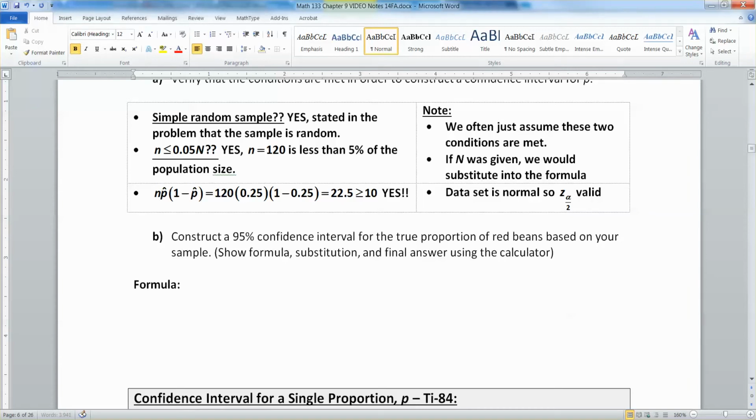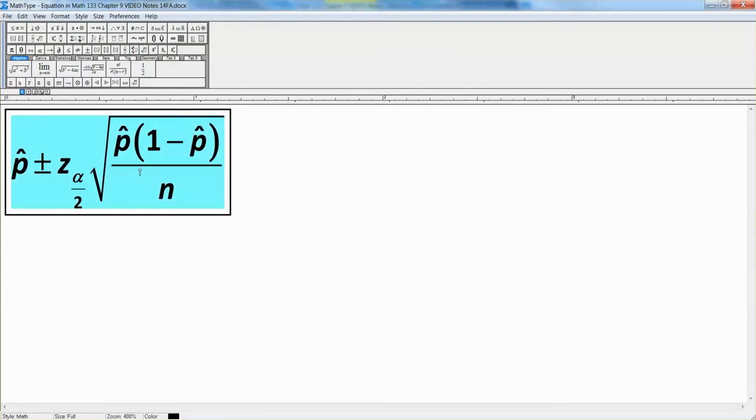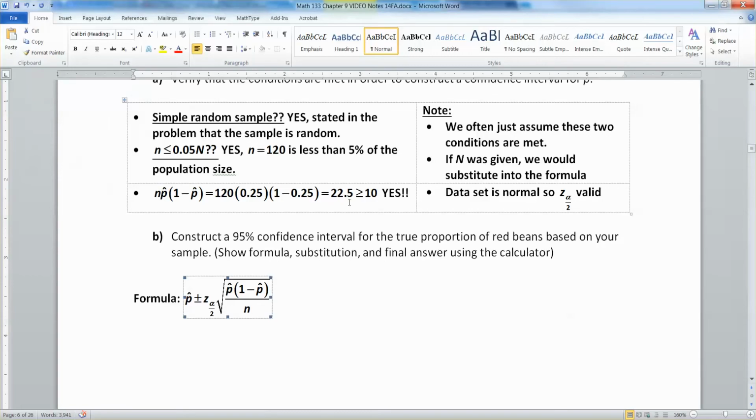The formula is p hat plus or minus z alpha over 2 times the square root of p hat times 1 minus p hat, all over n. What a mess. All right, so now let's do the substitution. This is where you plug in all the values.